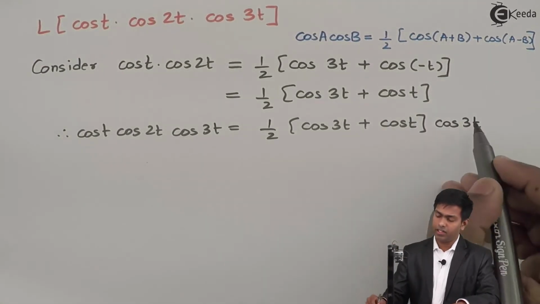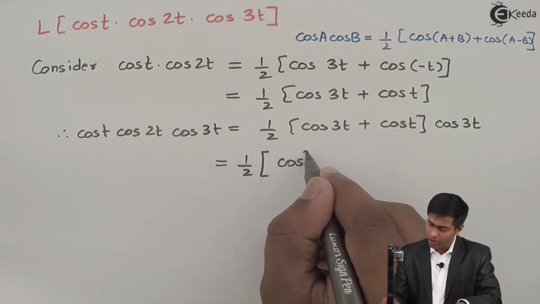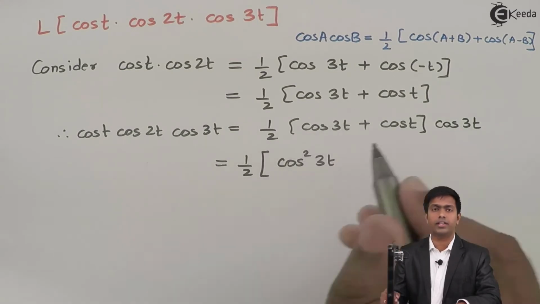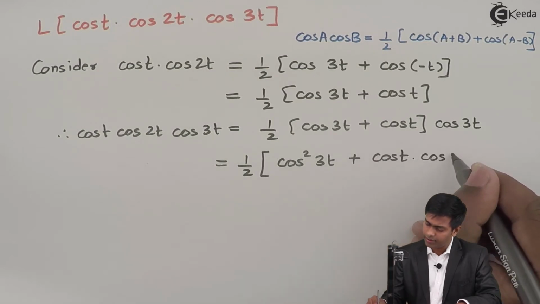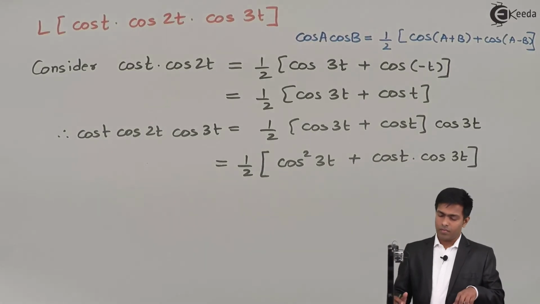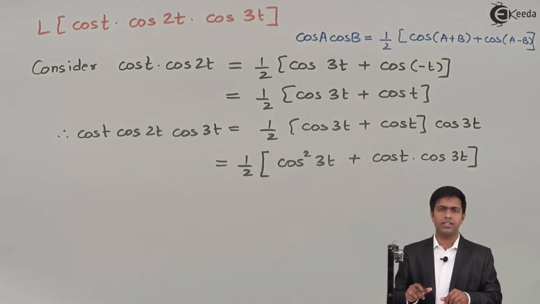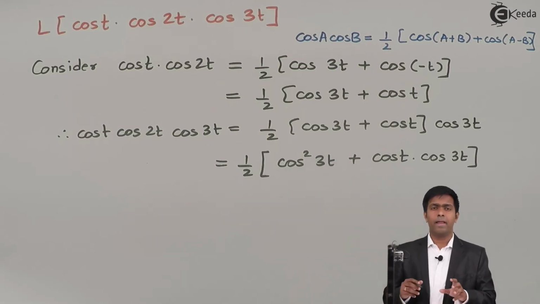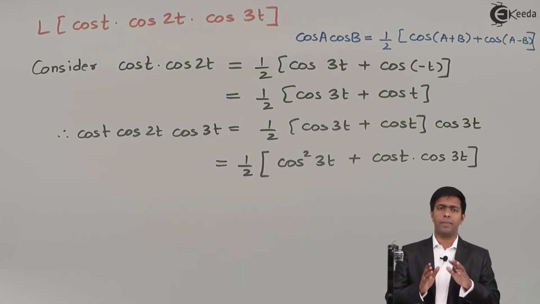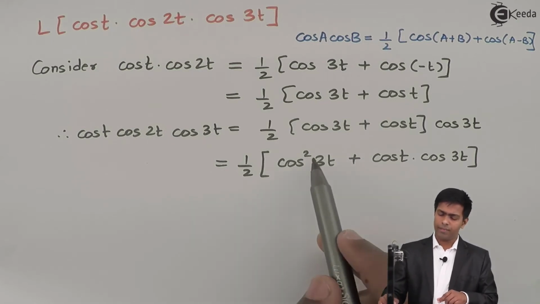Now by multiplying with this third term, we will get in the bracket 1 by 2 cos square of 3t, because cos 3t into cos 3t is cos square of 3t, and here we'll get plus cos t into cos of 3t. Now if I take this substitution and try to find the Laplace of this, then it is again not possible, since here we have cos square and in Laplace we do not have a formula for cos square of at. We have a formula for Laplace of cos at. So again I need to bring this power to 1.